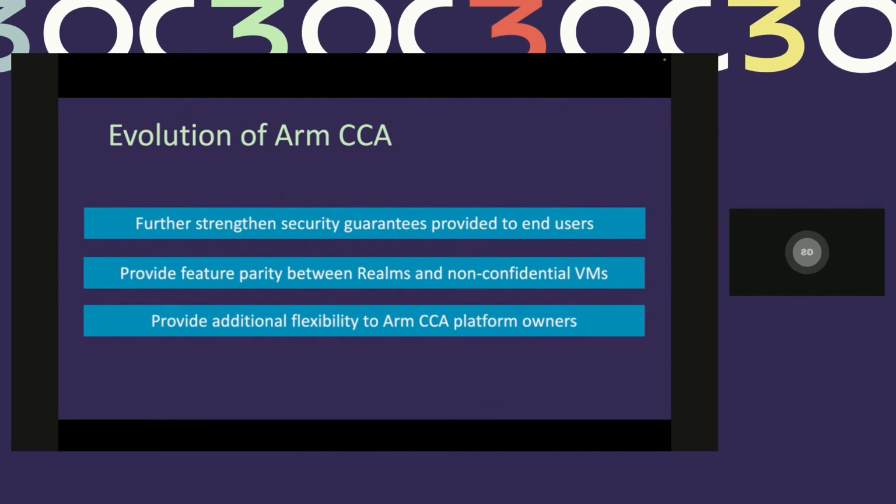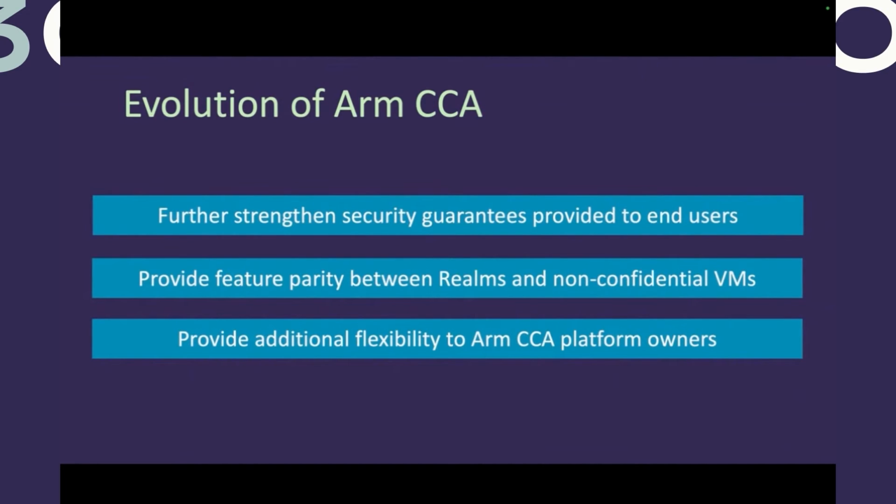So when we present CCA to our partners and discuss it with other groups in the ecosystem, the feedback we hear can be summarized in three categories, and they're listed here. So firstly, from a security standpoint, in addition to the isolation barriers which ARM CCA provides, partners are also looking for additional protections to enable defense in depth.